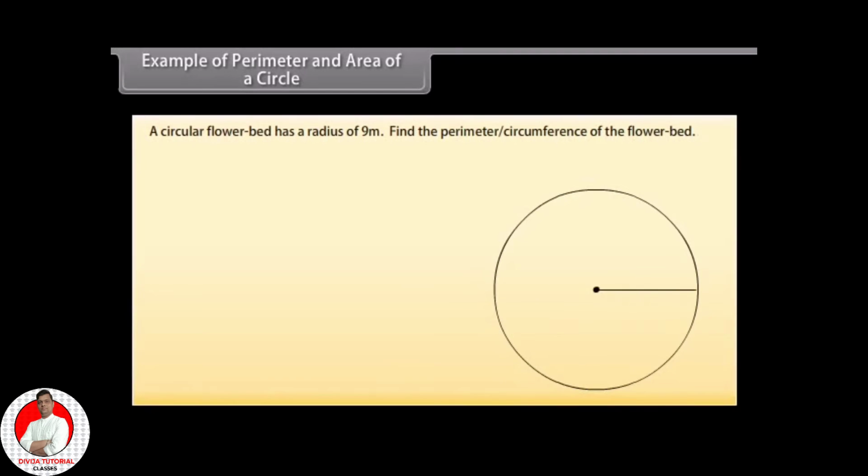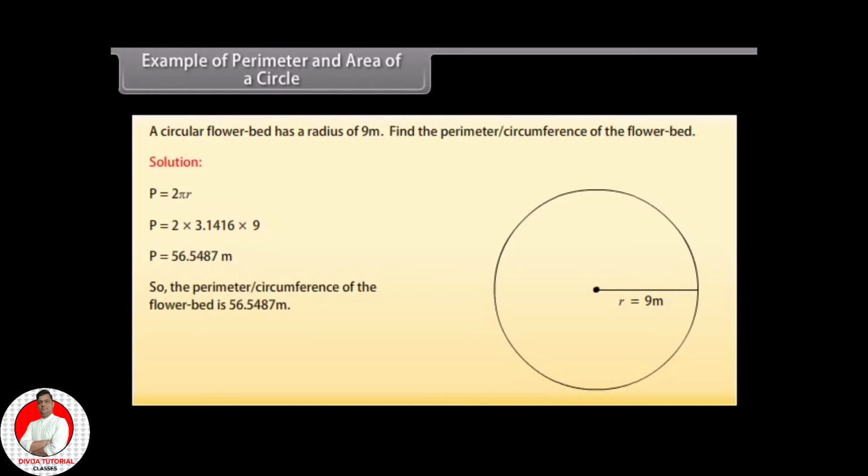Example 1. A circular flower bed has a radius of 9 meters. Find the perimeter or circumference of the flower bed. Solution. We know that perimeter P is equal to 2 into pi into r. Substituting the value, we get P is equal to 2 into 3.1416 into 9, which is equal to 56.5487 meters. So, the perimeter or circumference of the flower bed is 56.5487 meters.